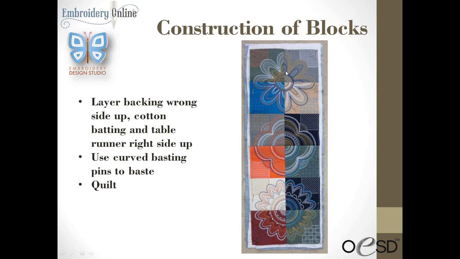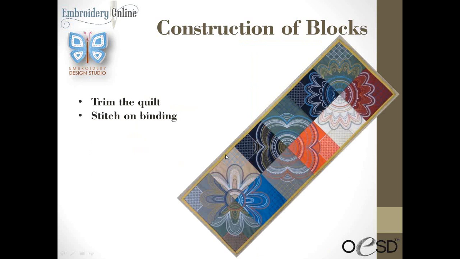Now we're ready to layer with our backing wrong side up, our cotton batting, and our table runner right side up. Use curved basting pins to baste it all together, and then we'll quilt. And I simply just stitched in the ditch along each of the lines. Trim your quilt so all your edges are even, and stitch on your binding. And your table runner is complete.